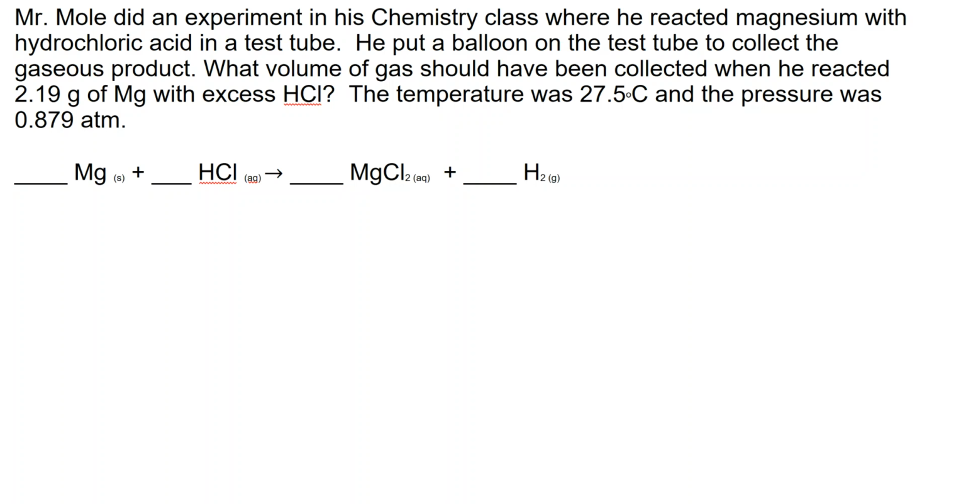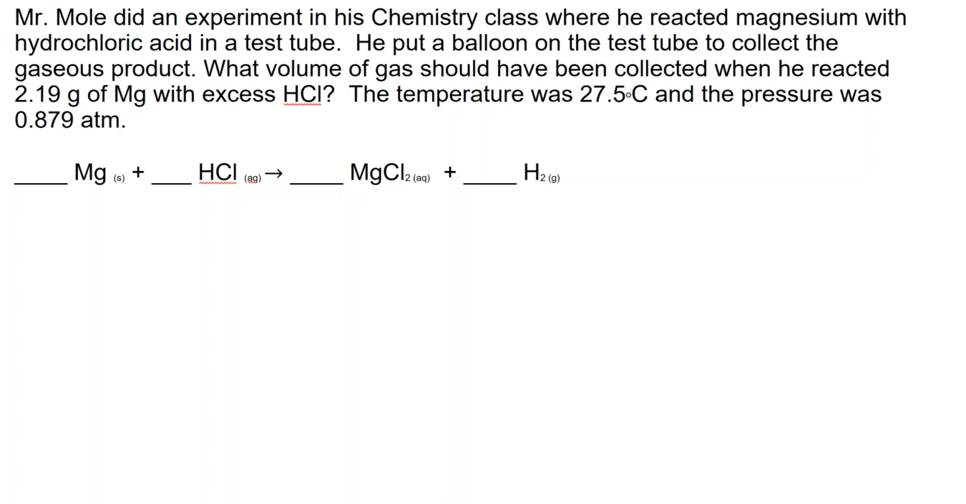In this problem, we are going to do gas stoichiometry, which requires both the use of stoichiometry and the ideal gas law. This problem reads, Mr. Mole did an experiment in his chemistry class where he reacted magnesium with hydrochloric acid in a test tube. He put a balloon on the test tube to collect the gaseous product. What volume of gas should have been collected when he reacted 2.19 grams of magnesium with excess HCl?